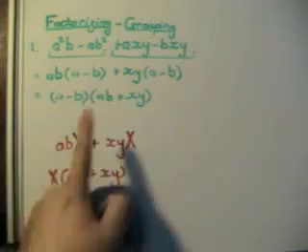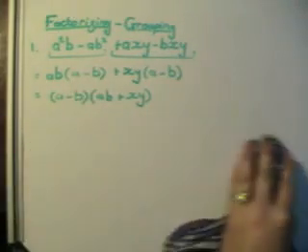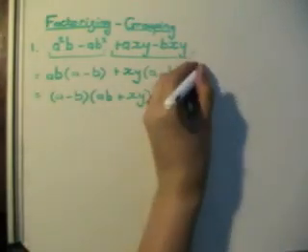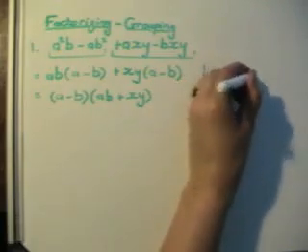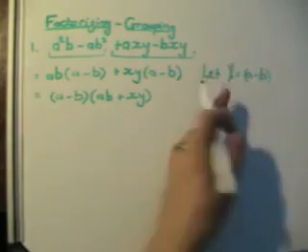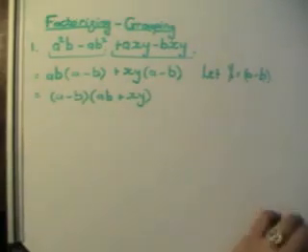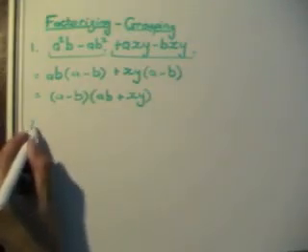And you're more than welcome to replace a bracket that you see is a common factor with a letter like that. Just write next to it, let x be equal to a minus b, and then you can replace it with x, and at the end you can replace the x again with the bracket. So let's look at another example.